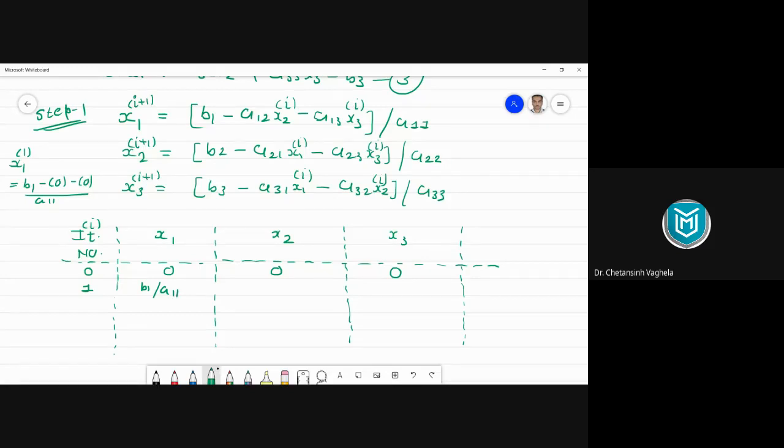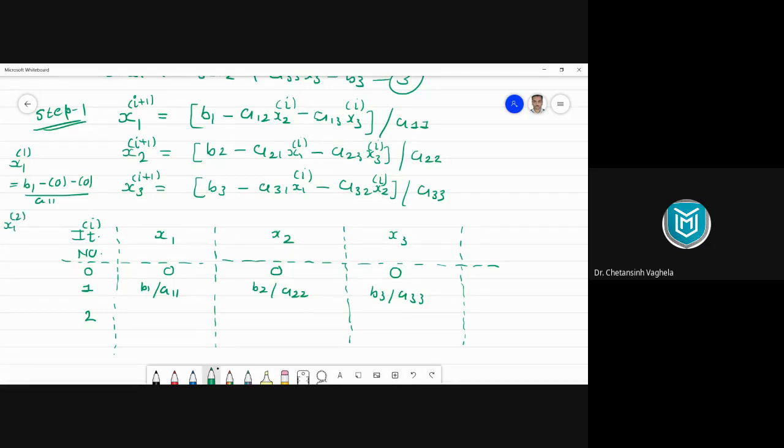Similarly, in the second equation also, if I take x1 and x3 equal to 0, I will get b2 upon a22, and similarly I will get b3 upon a33, right? So this is my first approximation to the solution. Then in the second iteration I need to take I equal to 1. So when I take I equal to 1 here, what value will I get?